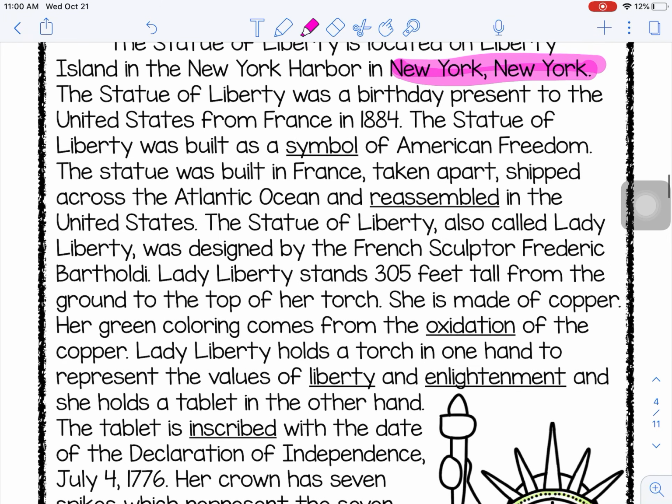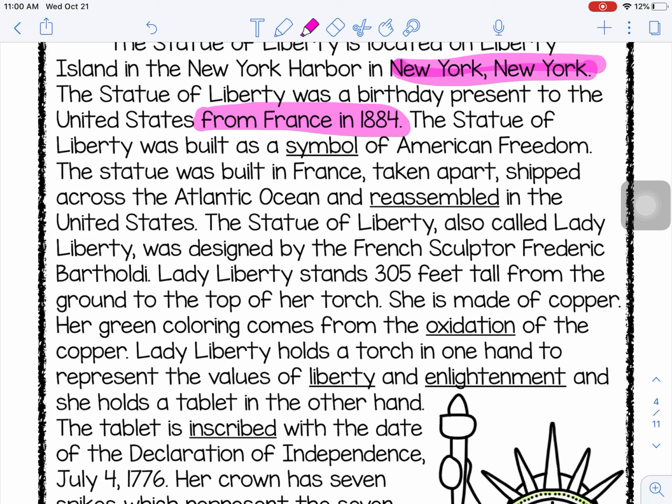The Statue of Liberty was a birthday present to the United States from France in 1884. The Statue of Liberty was built as a symbol of American freedom. The statue was built in France, taken apart, shipped across the Atlantic Ocean, and reassembled in the United States.